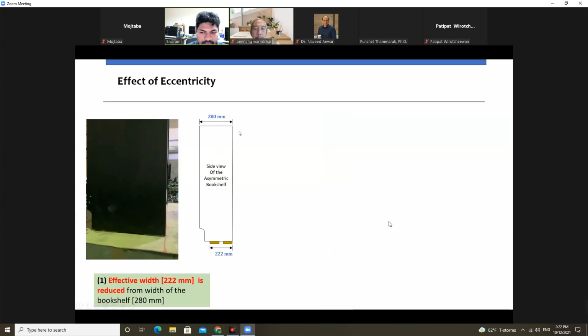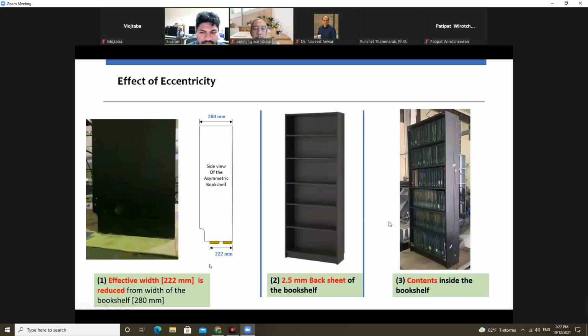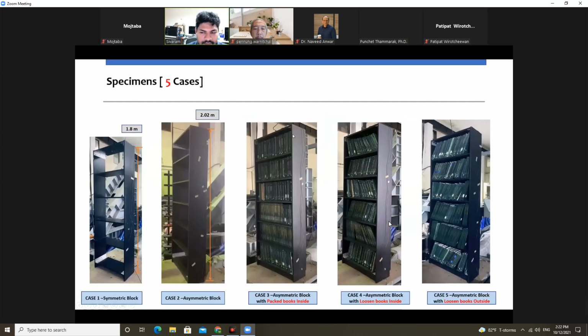So this is the side view of the bookshelf. Here we can see the width of the bookshelf is 280 mm, but the effective width is only 220 mm. This is the first one. The second one, there is a 2.5 mm back seat. Third one, we consider the content inside the bookshelf as well. Okay, these are the 6 cases I explained earlier. One is the symmetrical case, the other one is the asymmetrical case. Then packed books inside. This will become a rigid one. Then loose books inside. Then loose books outside.